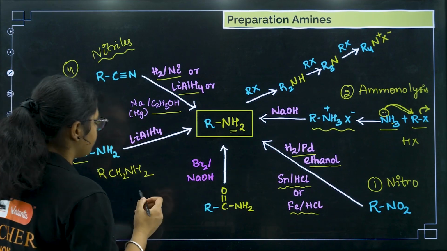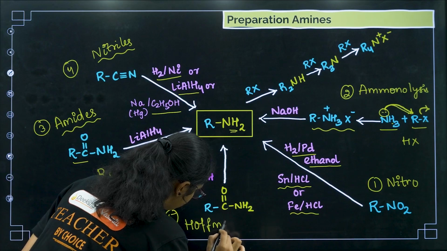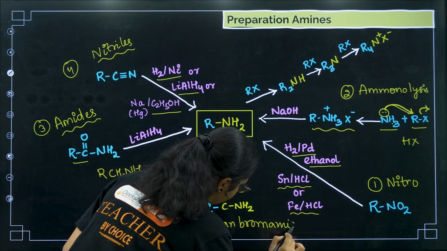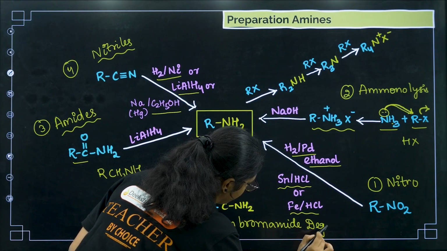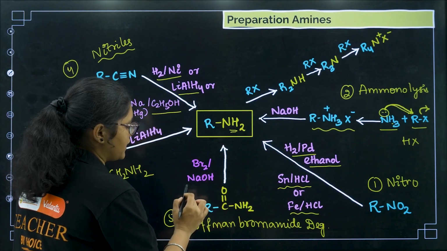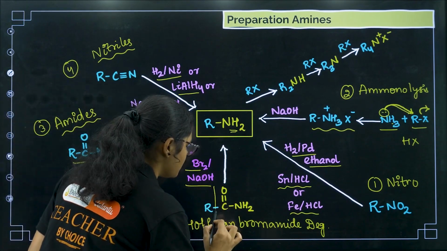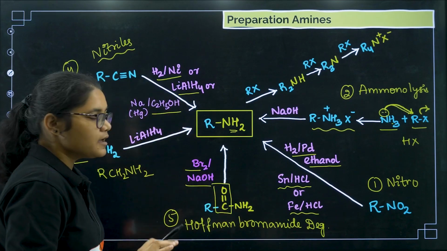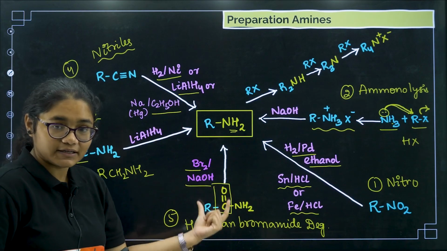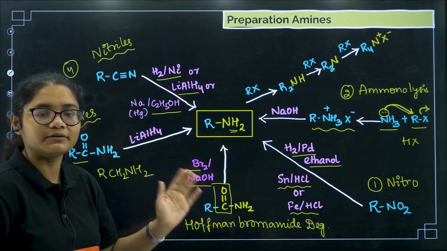Next one is your Hoffmann bromamide degradation. Here, when you have RCONH2 and you treat it with bromine and NaOH, the CO group is removed and you get RNH2. That means the number of carbons in the amide and the number of carbons in the amine is not the same. One less carbon will be present.